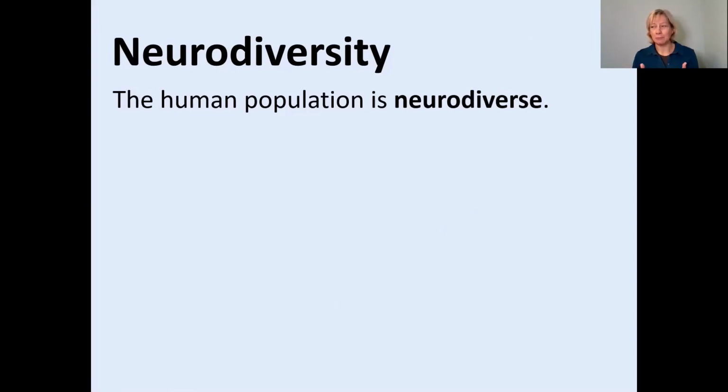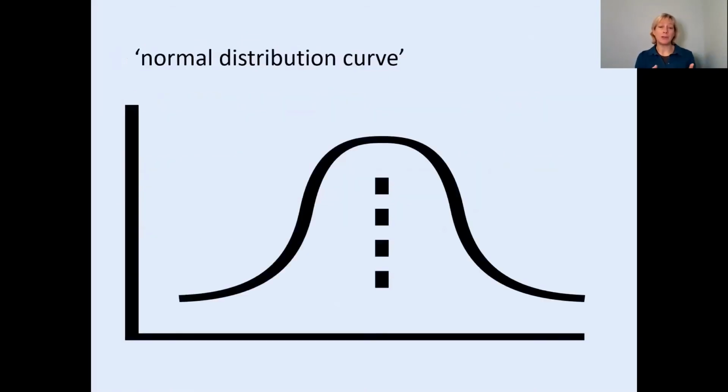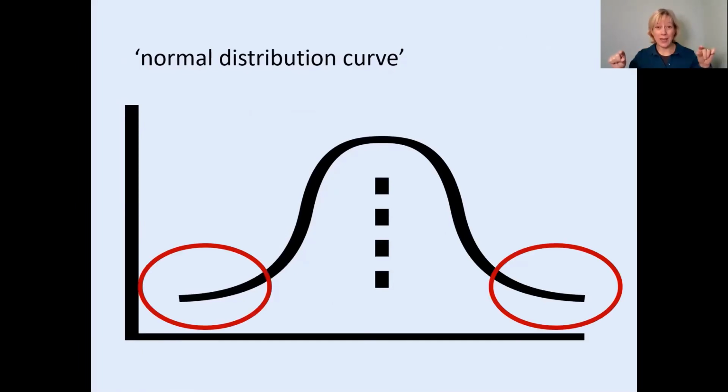So you might be saying, well, why do we need to flag up neurodiverse students if we're all neurodiverse? And that's a good question. But there are some people who are more different than the rest of the population. And we could characterize those people as neurodivergent. So if we think about the human population on a normal distribution curve, those are the outliers. They're not like the rest of the population.